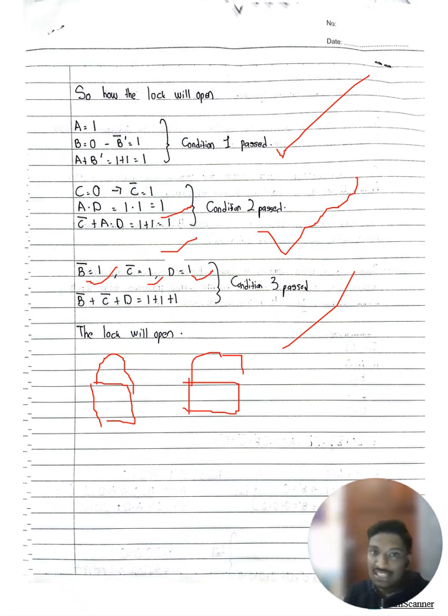So this is how the discrete math theory is combined together with a real life example.